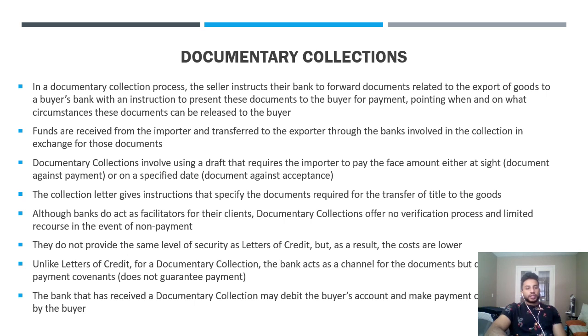Documentary collections. In a documentary collection process, the seller instructs their bank to forward documents related to the export of goods to a buyer's bank, with an instruction to present these documents to the buyer for payment, pointing out when and on what circumstances these documents can be released to the buyer. So this is very simple, kind of like a letter of credit, but it's not. We did this a lot actually when we were doing our international trade.